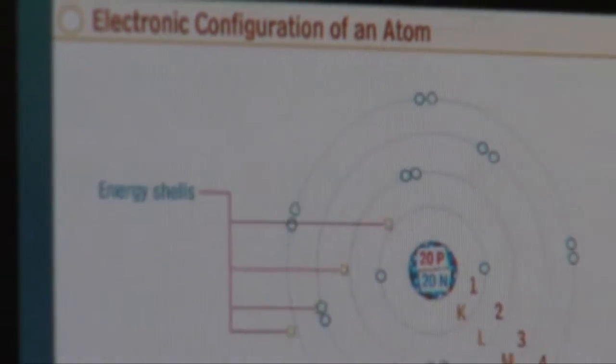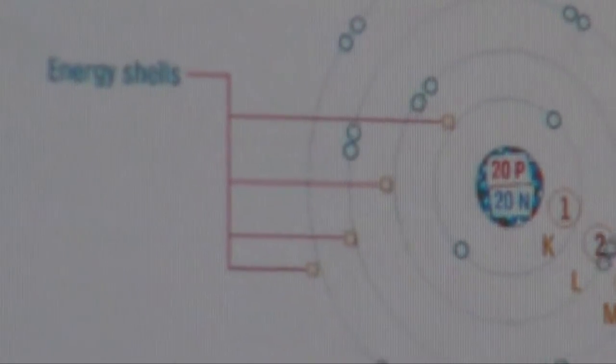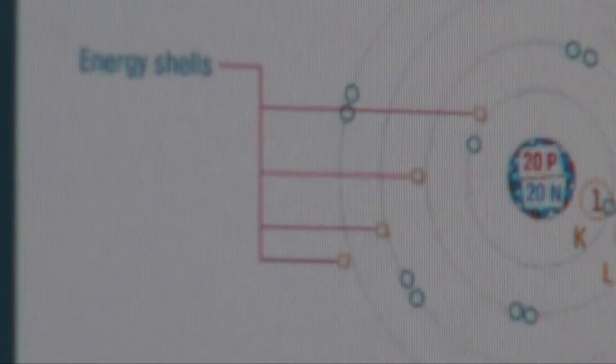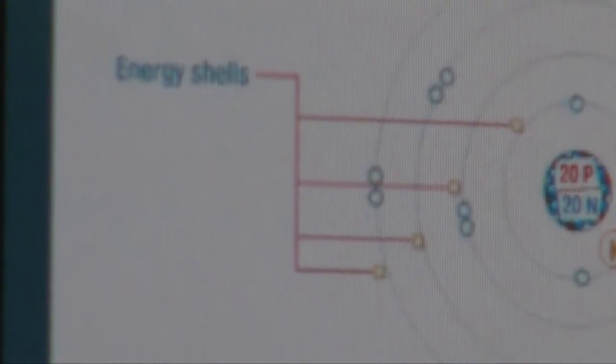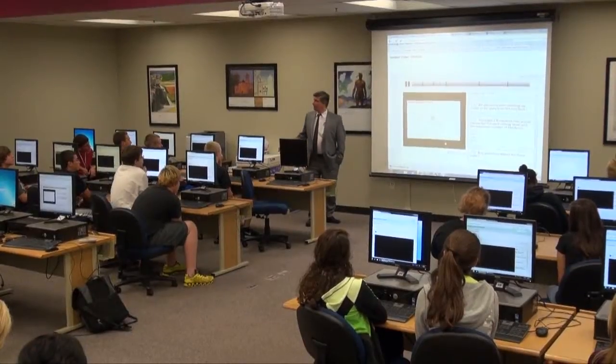Electrons revolve around the nucleus of an atom in definite circular orbits called energy shells. They are numbered as 1, 2, 3, 4, and so on, or designated as K, L, M, N, and so on. Okay, basically that's it for this video.